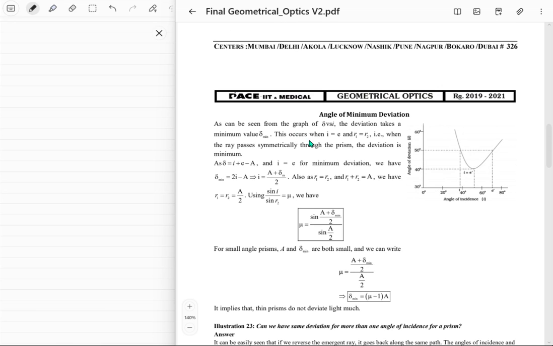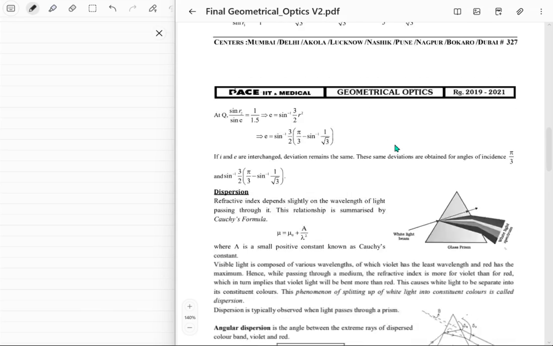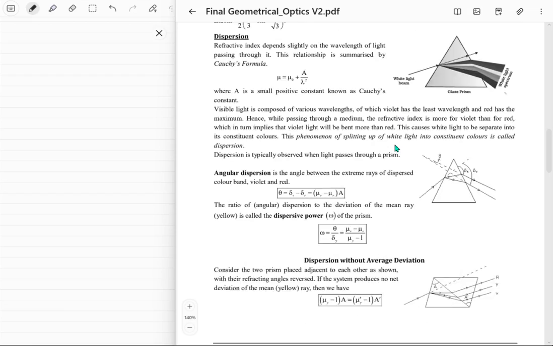Then you have this prism stuff, and where's the other exercise? This question.